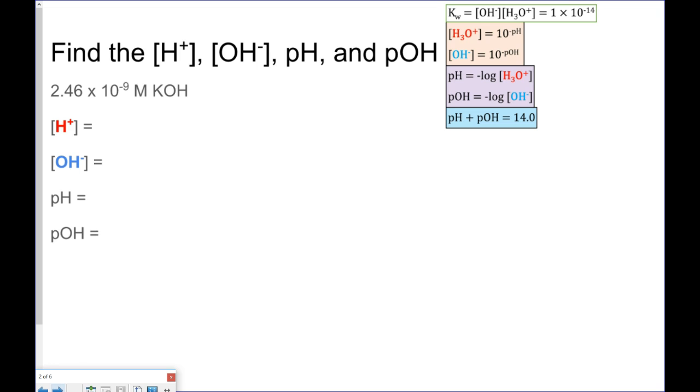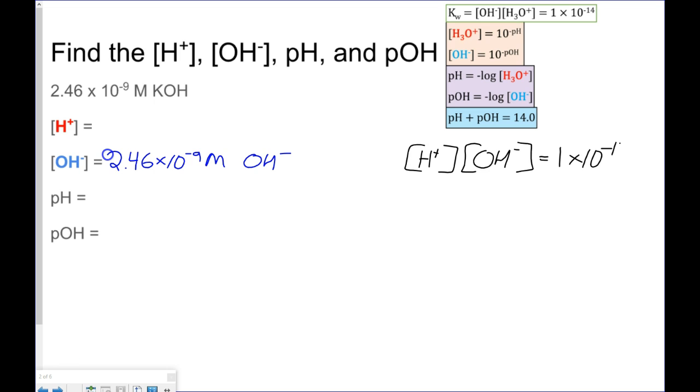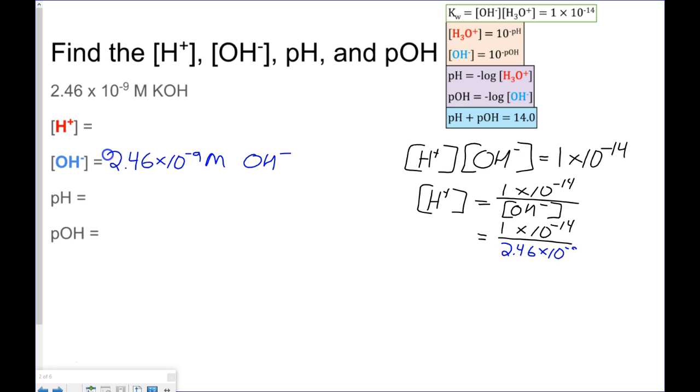Next up, 2.46 times 10 to the negative 9th molar potassium hydroxide. That's going to completely dissociate, so I'm going to get 2.46 times 10 to the negative 9th molar hydroxide. Now remember, hydronium times hydroxide is always going to be 1 times 10 to the negative 14th. So solving for this, I'm going to plug in my concentration of hydroxide of 2.46 times 10 to the negative 9th. That's going to give me a concentration of hydronium of 4.07 times 10 to the negative 6th.